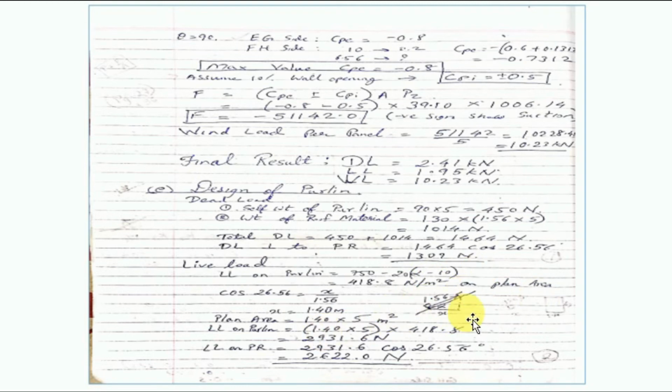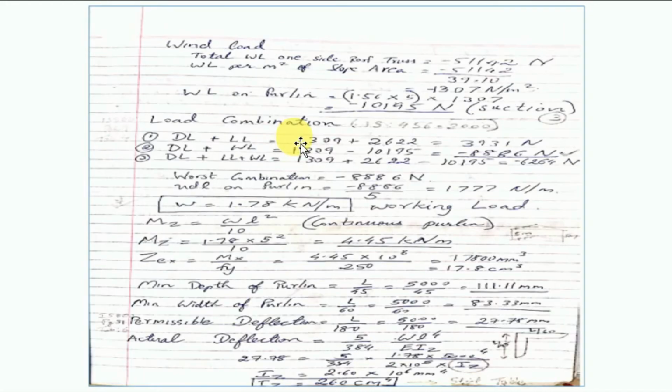Here the figure shows the mean horizontal distance for each length of sheet. So we are using cos 26.56 equal to x by 1.56. We are getting the distance 1.40 meter. So for plane area, 1.40 into 5 into our live load, we are getting the live load on purlin as 2931.6 Newton. Live load on principal rafter will be 2622.0 Newton.